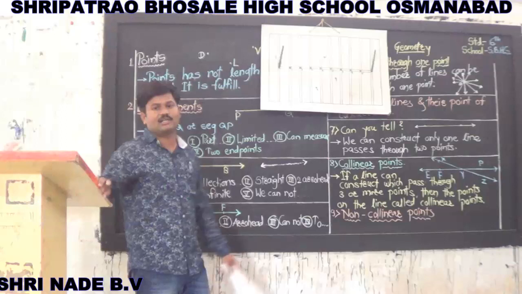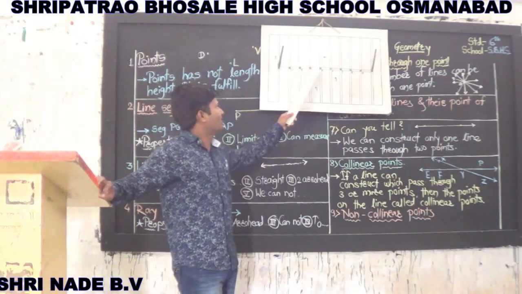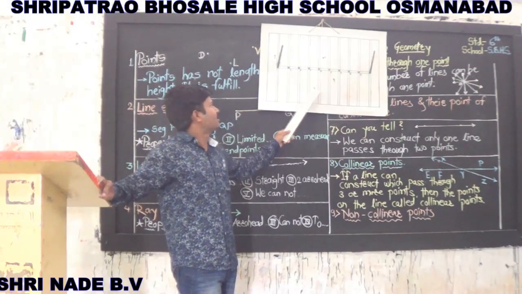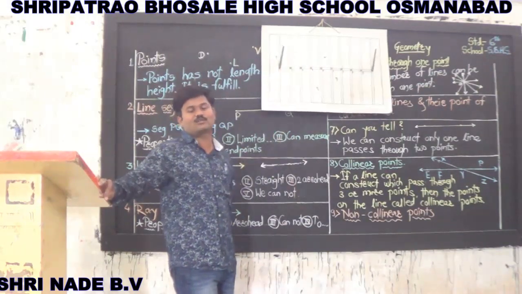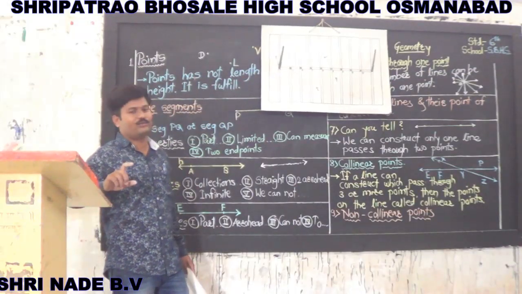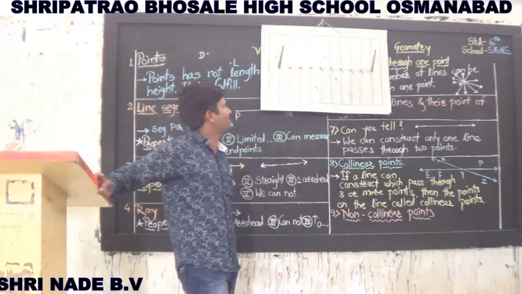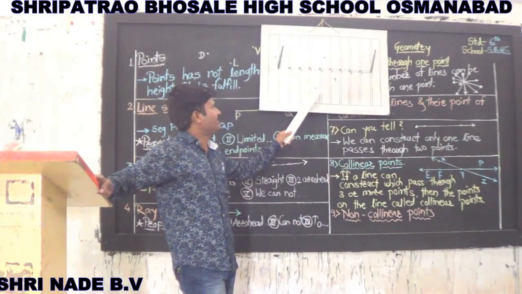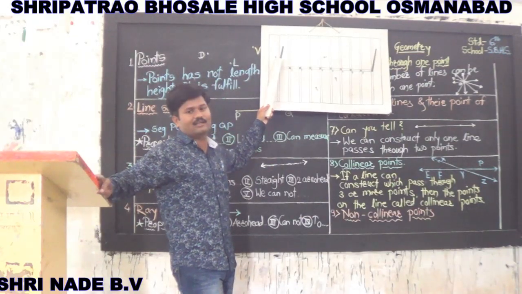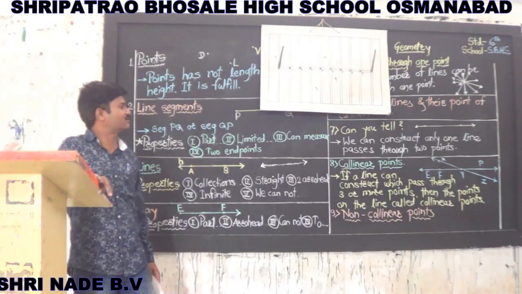Now we look at another example: point A, point C and point Z. This group of points is called non-collinear points. Another example of non-collinear points: point Z, point Y and point I. This is another example of non-collinear points.